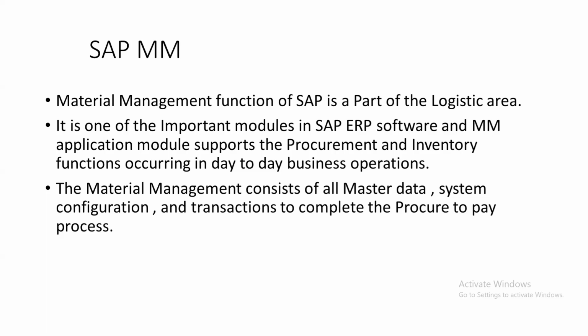In system configuration, we have plant, company code, purchase organization, purchase group, sales organization, distribution channel, division, order types; all of these come under configurable data. Transactional data includes purchase order creation, purchase requisition, sales order creation, and production order creation. We require all these activities to complete the procure to pay process. For completion of the procure to pay process, we require all this setup: master data, system configurable data, and transactional data.